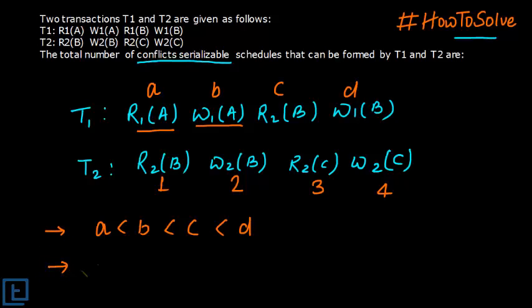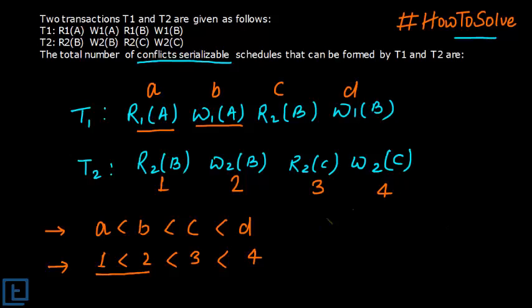From the second transaction we have 1 should be less than 2, should be less than 3, should be less than 4. Here less than means that operation 2, which is on the greater side, should happen after operation 1. That is, operation 1 is performed before operation 2. Now there are other constraints which we have to evaluate here.